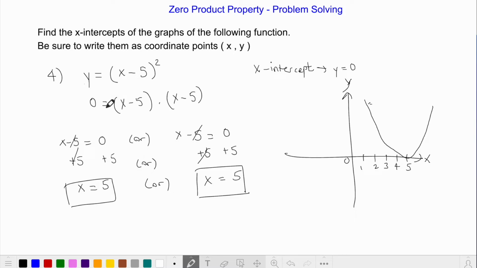And as a side note, if you want to find the y-intercept of this graph, then you would use x is equal to 0, because at the y-intercept, the x value is always 0. So if you want to find where the graph cuts through the y-axis, plug in 0 instead of x, then you will get y is equal to 0 minus 5 the whole square, and that would be negative 5 the whole square, and the answer is positive 25. So at 0, 25, the graph will cut through the y-axis.